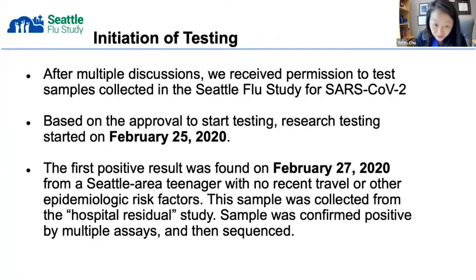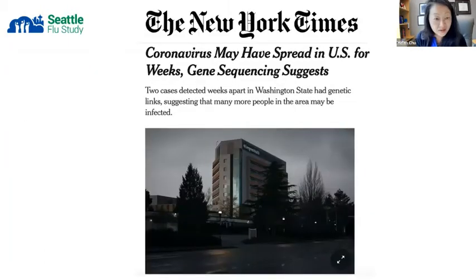And then Trevor posted about this on Twitter, and then it was picked up by the New York Times. So what they describe in this article, which is what we found, is that there were 2 cases detected 6 weeks apart in Washington State that were genetically linked. And what it showed was that there was cryptic transmission, that there had been ongoing transmission in Washington State during that 6-week period. And in many ways, this was what allowed, I think, for more alarm to be raised about what was going on.